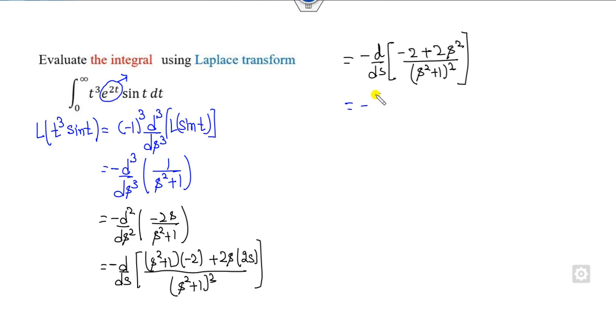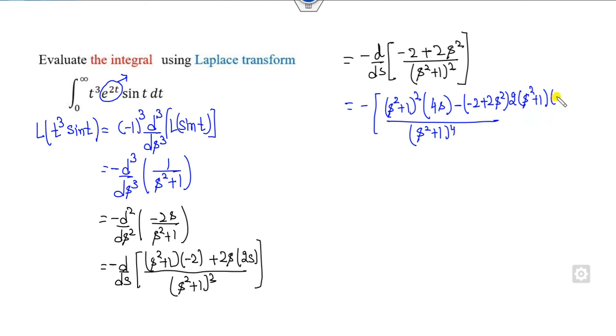Now you can find one more derivative. The denominator is s square plus 1 raised to power 4. So it is s square plus 1 squared into the derivative of this, which is 4s minus 2 plus 2s square, times the derivative of this, twice s square plus 1 into 2s. Now there is no need to simplify this. You can put s directly as 2.